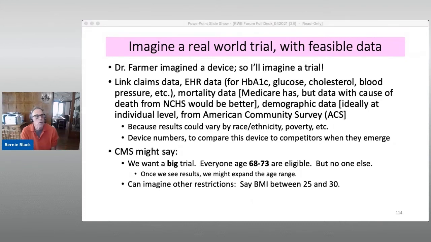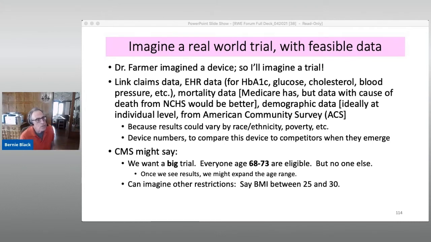I'm going to link it to demographic data. Ideally, I put all the data inside census where they have individual identifiers, but 5-digit zip code is decent. So I could tell whether results vary by race or ethnicity or poverty and so on, which Steve mentioned. And then we need device numbers. So for example, we've got this artificial pancreas. We don't know whether it works on old people. CMS might say we want a big trial. We're going to make everybody age 68 to 73 eligible, but no one else. And once we see results, we might expand the age range.